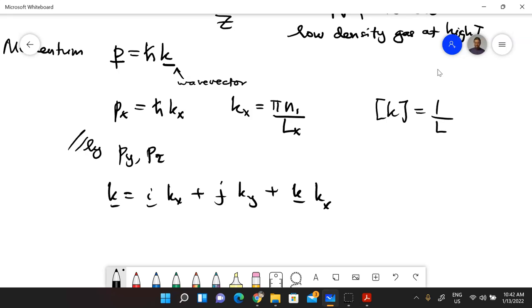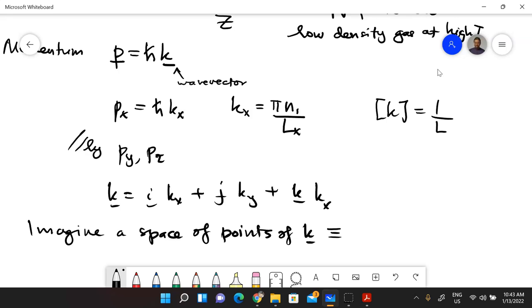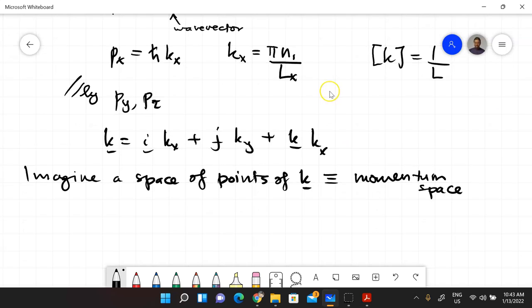So since k is a vector, what we do is to imagine a space of points of k. This is equivalent to the momentum space. I think you have done momentum space in quantum mechanics. One can get a momentum space by using a Fourier transform from the wave function, for example. But never mind, these are extra things so that you might see the connection between all these different topics. So this is sometimes called the k-space. The k-space and momentum space are related to each other.